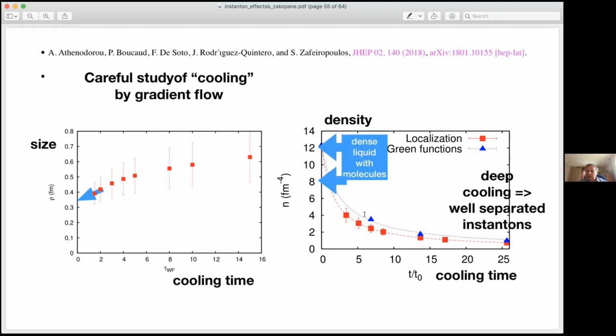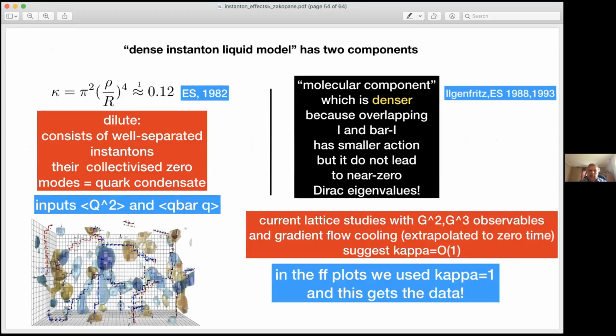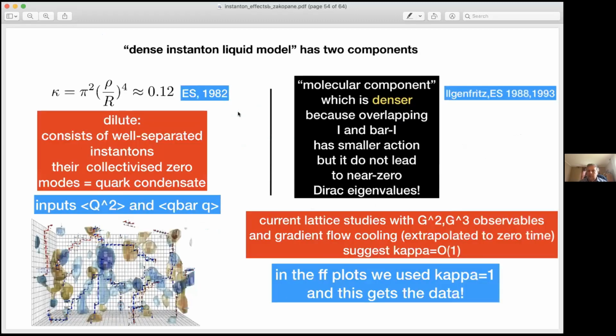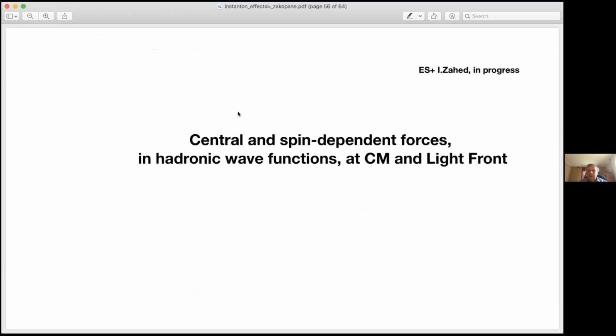However, at the beginning, the density was larger. So this decrease is annihilation of molecules. And if you extrapolate it, you get something between these two errors. So if we take this number to be 8, and I return back, if we multiply it by 8, we get kappa equal 1. And so our interpretation is that we use this formula with kappa equal 1, and we include molecules, and then we get the correct magnitude. That was one lesson of this.